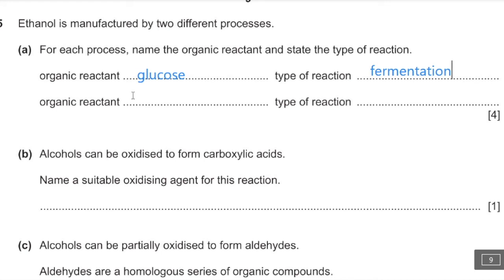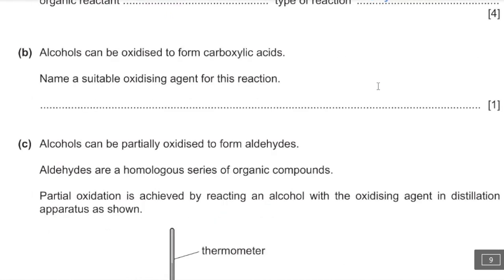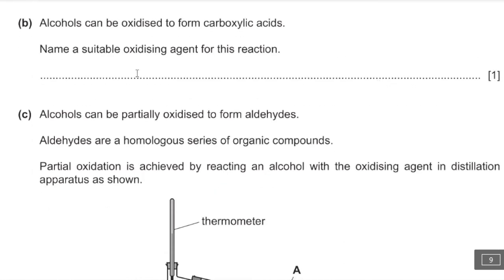The other organic reactant is ethene. And by addition of water, or hydration, we get ethanol. B. Alcohols can be oxidized to form carboxylic acids. Name a suitable oxidizing agent for this reaction. This one can be acidified potassium manganate.